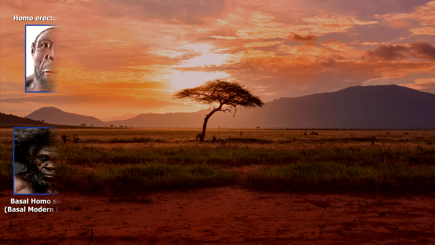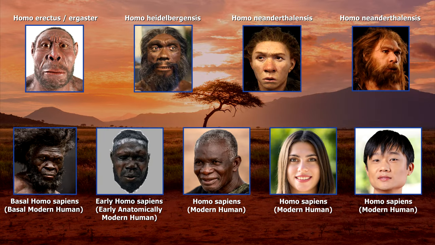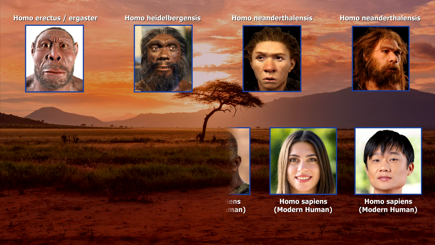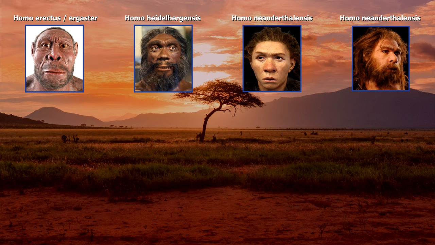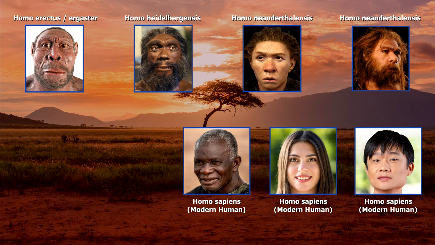There are several terms that will be used herein and that should therefore be memorized. One is archaic human, which refers to human species that are extinct. Another is modern human, which refers to the only extant human species, Homo sapiens. To be specific, it refers specifically to the species as it exists in the modern era.